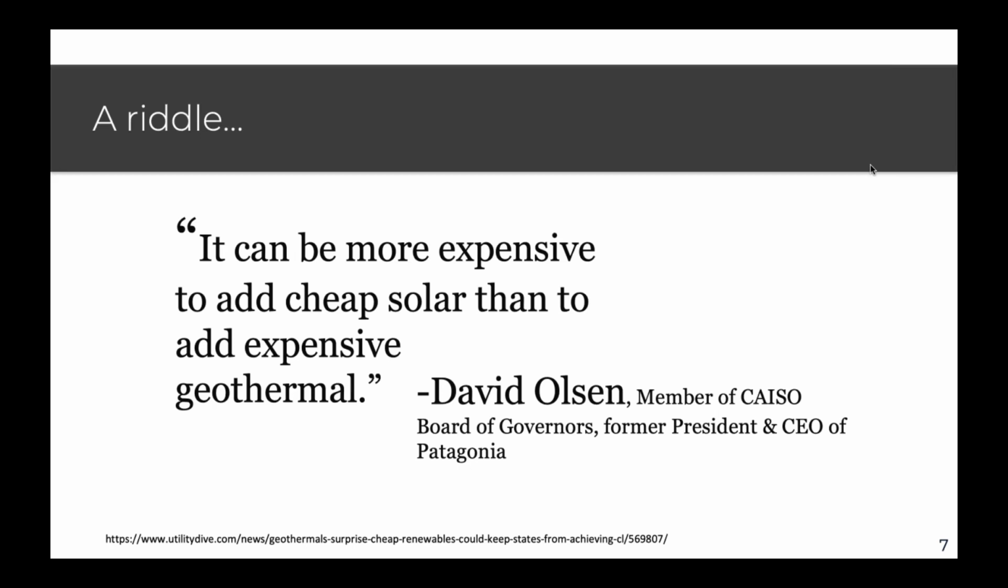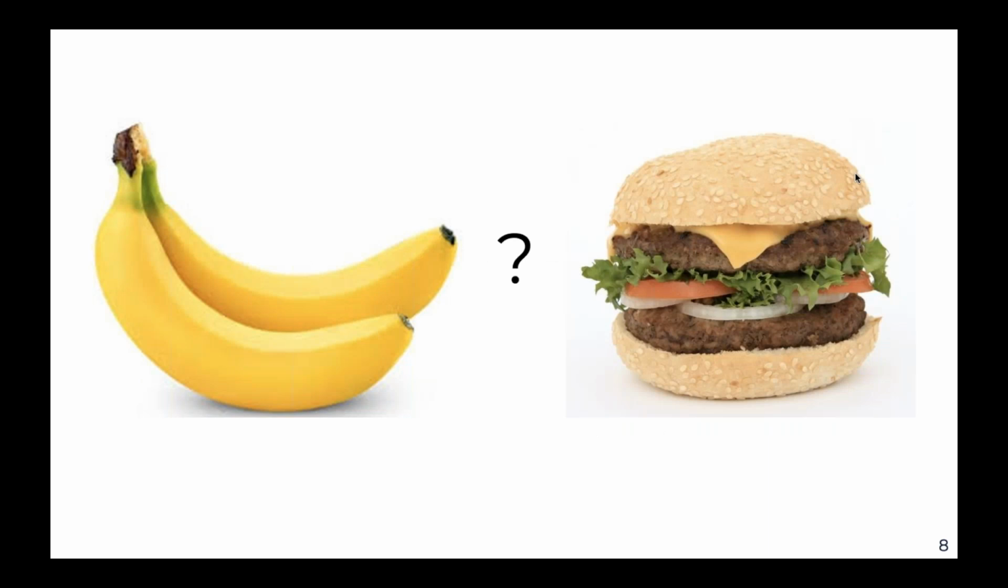It's quite an interesting statement, and one that I'd like to unpack a bit further to help us explain why it can often be better or cheaper to add a more expensive resource to the system on a levelized cost basis than to add a cheaper resource like solar or wind. And the reason I like to use an analogy is that comparing the cost of wind or solar power to the cost of a nuclear plant or the cost of a coal or natural gas plant is a little bit like comparing the cost of a banana to the cost of a burger when you're trying to decide what to eat. Cost is a relevant piece of information.